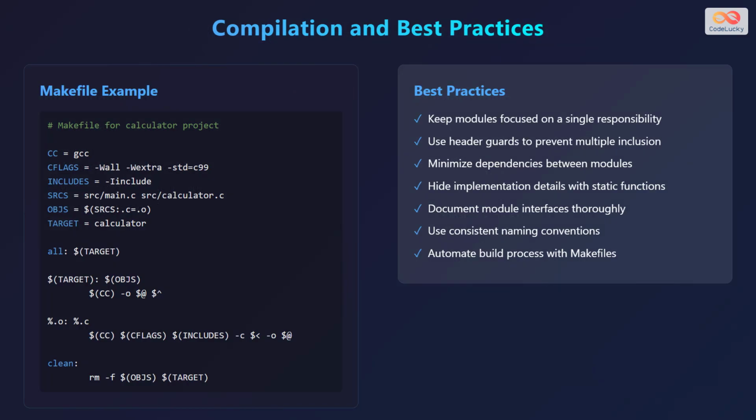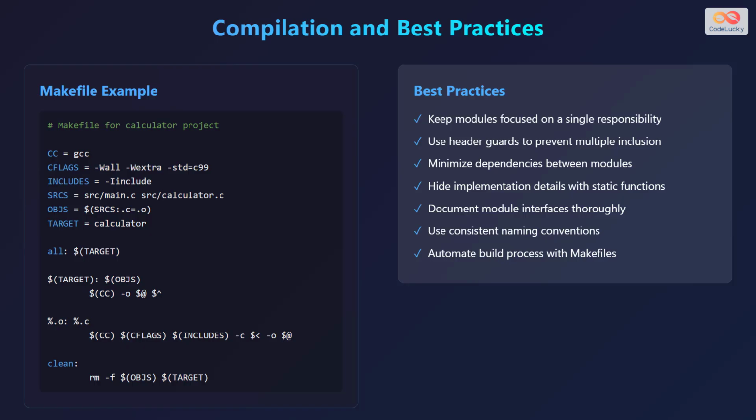Here is an example of a makefile for a calculator project. It sets the C compiler to GCC. CFLAGS are set to include -Wall, -Wextra and -std=c99. INCLUDE specifies the include directory. Source files are specified to be main.c and calculator.c. Objects are created from source files and the target is named calculator.